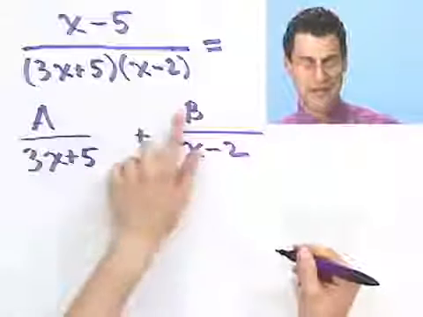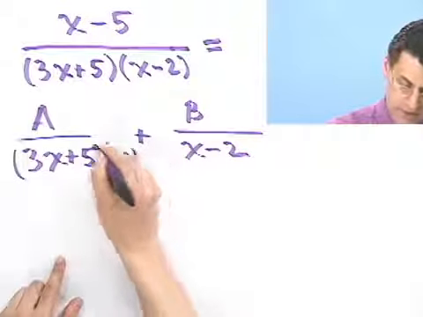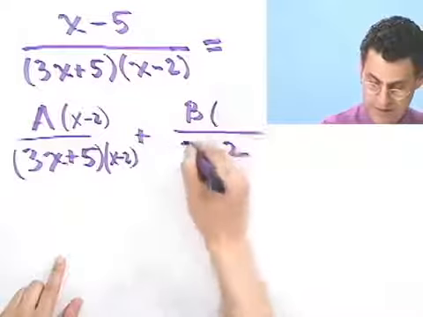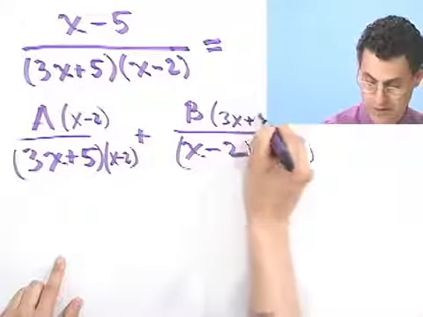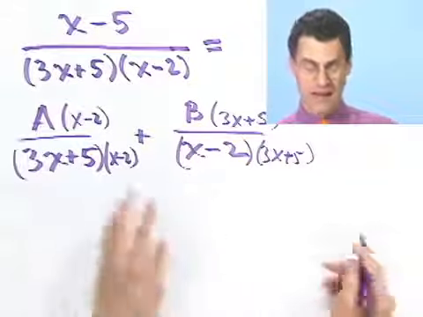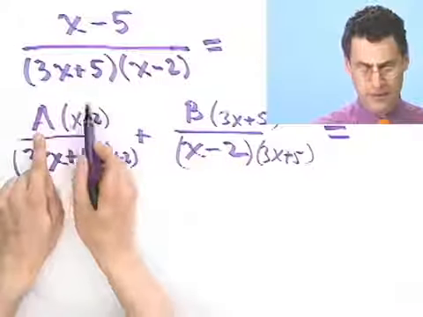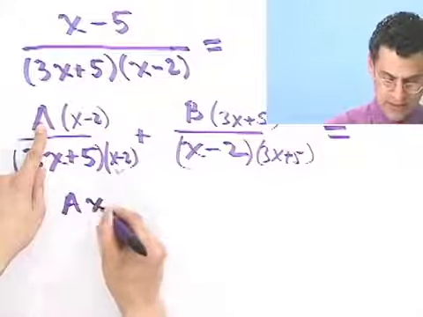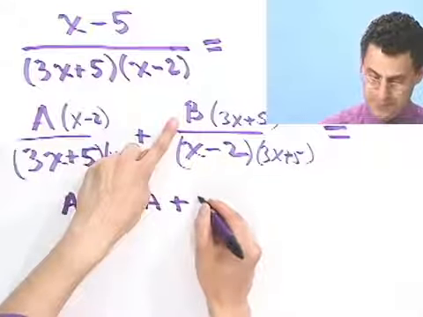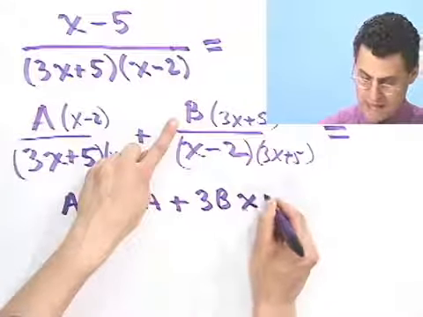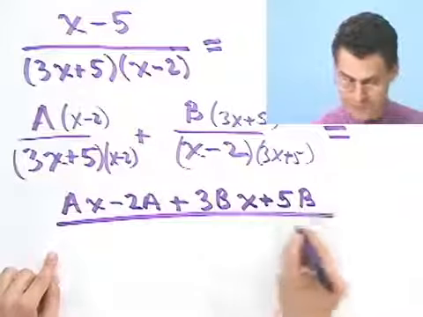Now to figure out what A and B should be, let's just add these up. I have to get a common bottom. So here I multiply top and bottom by x minus 2. Here I multiply top and bottom by 3x plus 5. And now I add. The bottoms are the same. So in fact, this equals... Now let's see, what does it equal? Well, if I distribute here, I'd see an Ax minus 2A, plus, and here I'd see a 3Bx plus 5B, I distributed, all over the common bottom.